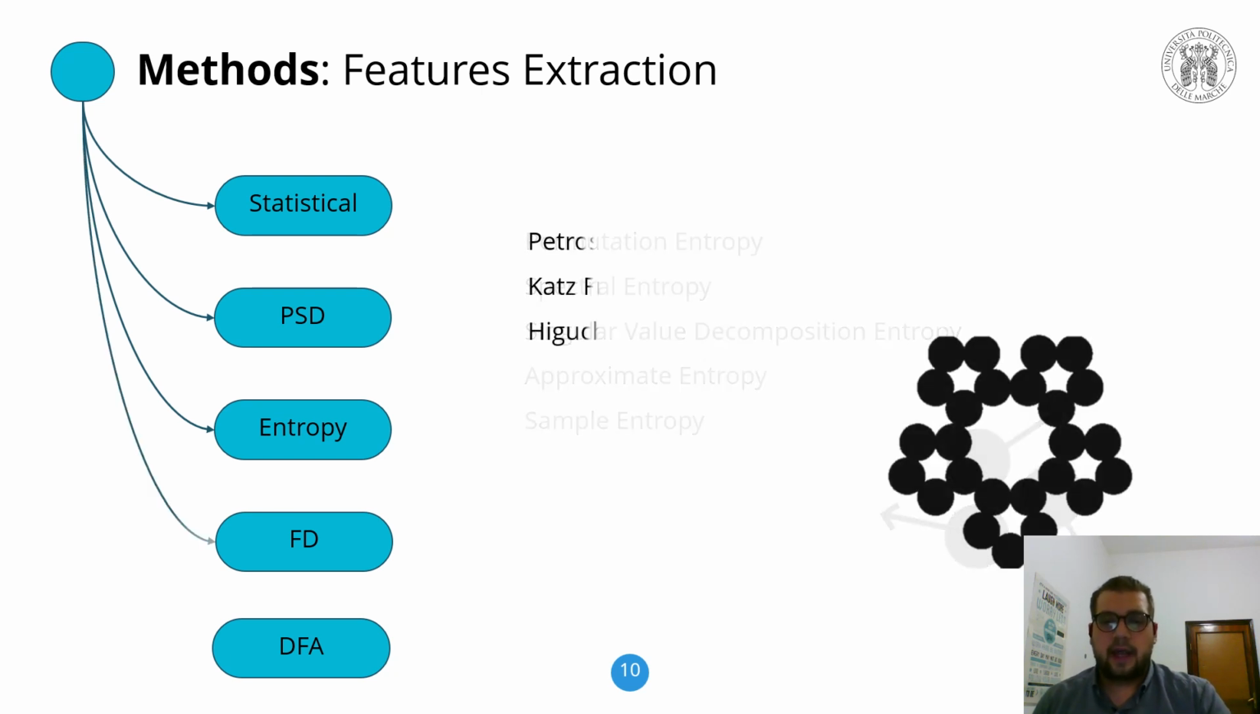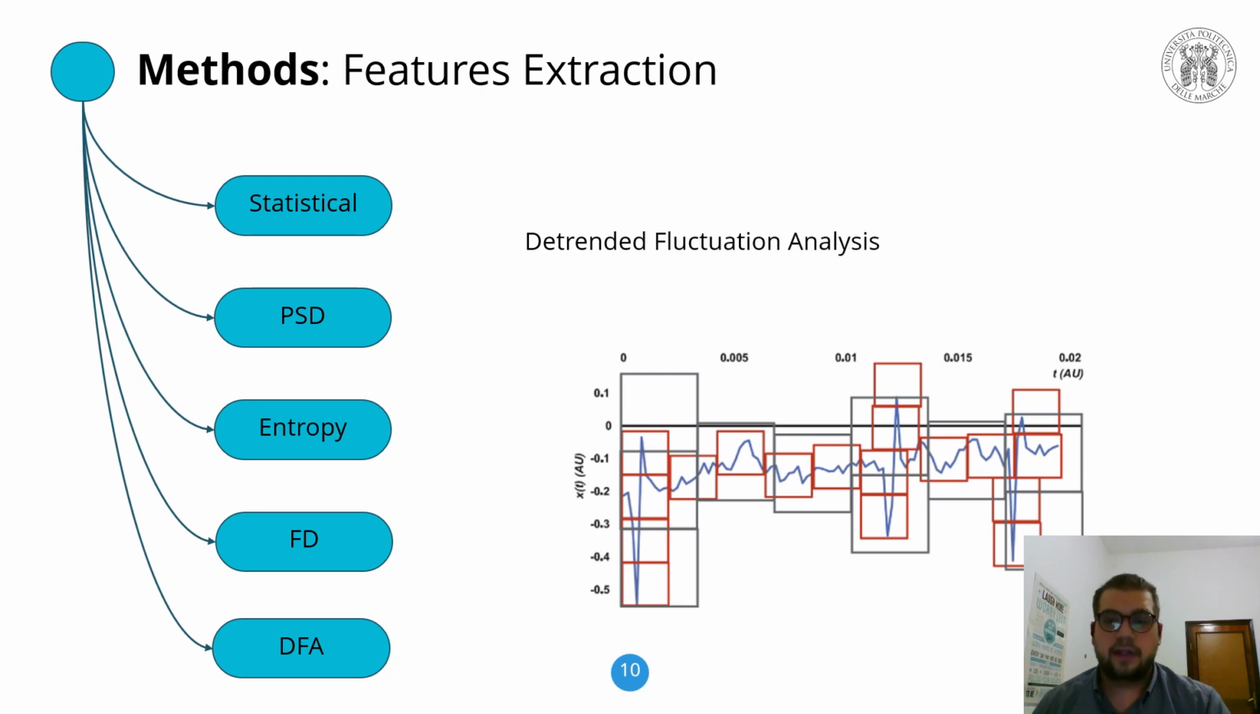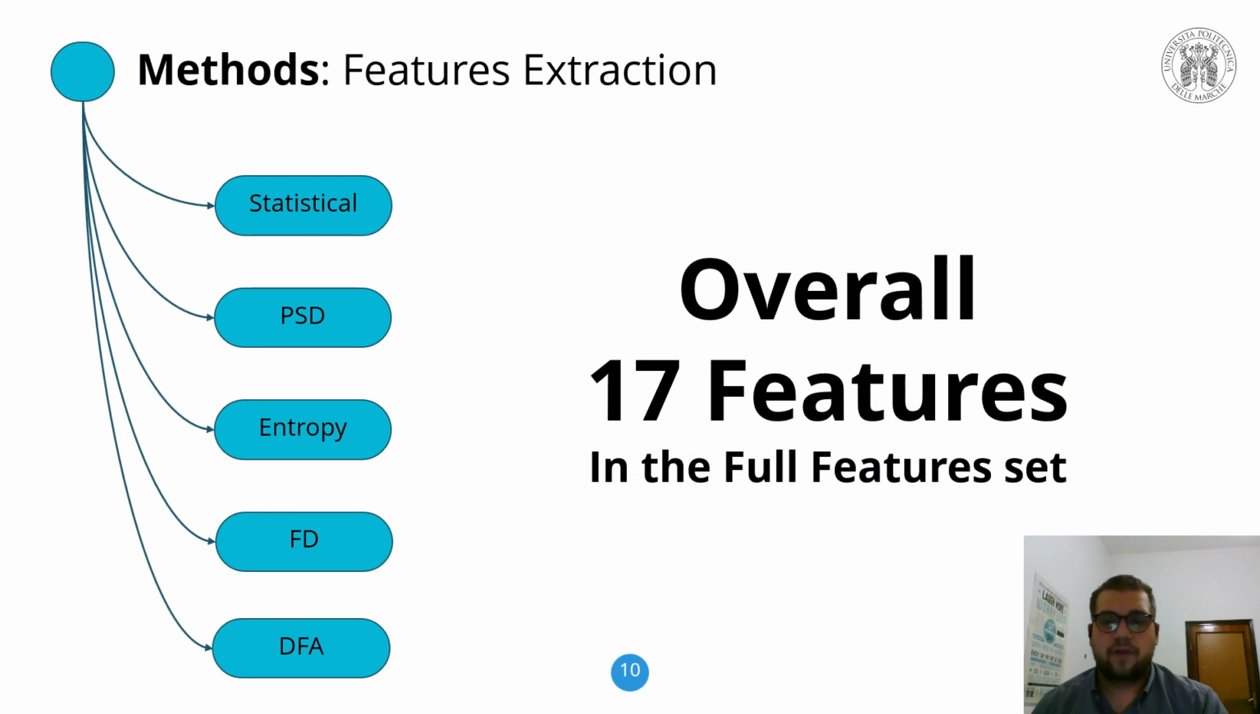The following class is related to fractional dimension, which was extracted using 3 different theorems. The final class is the detrended fluctuation analysis. The DFA has a major advantage of its suitability for non-stationary signals. Overall, we have 17 features in the full feature set.